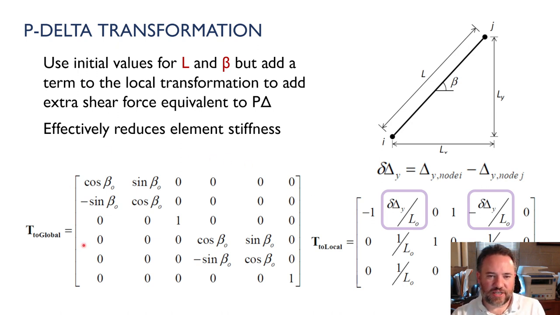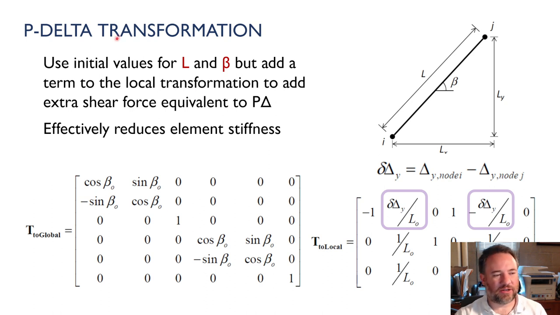So basically this first element will never change, the angle will never change, okay? But to take into account this P large delta effect, the effect of an axial force causing an additional moment, there is an additional term added here into the second equation, which just finds the relative delta y for each node. So how far do these nodes go relative to each other, perpendicular to the axial direction? So it only needs to calculate one parameter, this delta y, and only has to change one of these matrices. So that means that it takes less time to do the P-delta transformation.